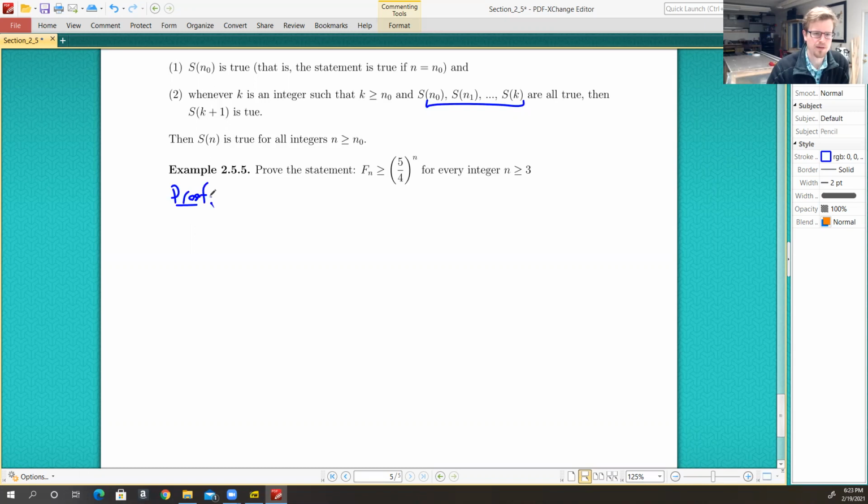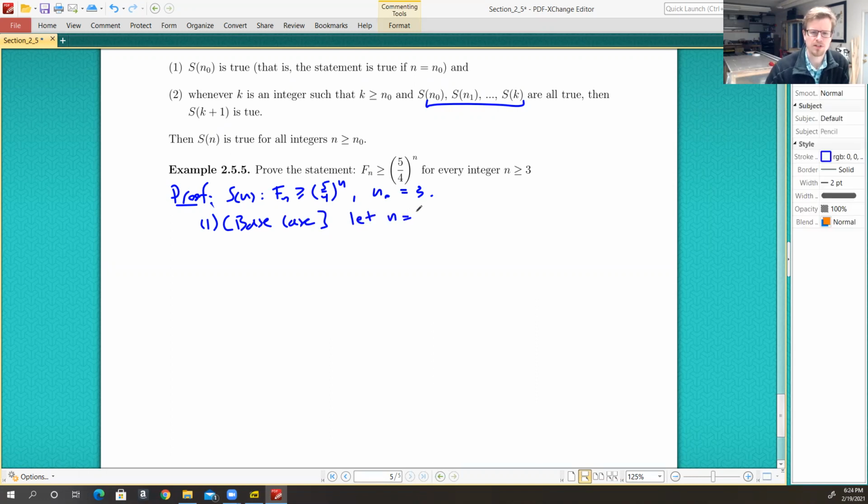So let's look at our proof then. It'll be a bit of a repeat from what we did in the last video, of course. Our statement is that the nth Fibonacci number is greater than or equal to 5/4 to the n, and the smallest case that we want to consider is 3. So let's consider that smallest case, the base case. We already showed last time that the base case is satisfied, so let's do that here rather quickly.